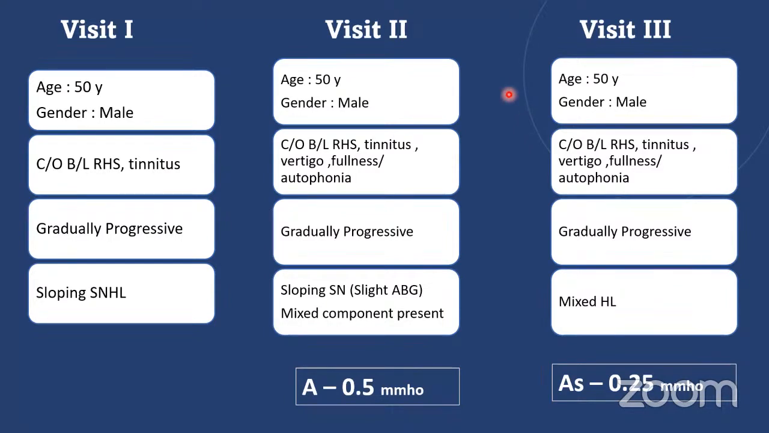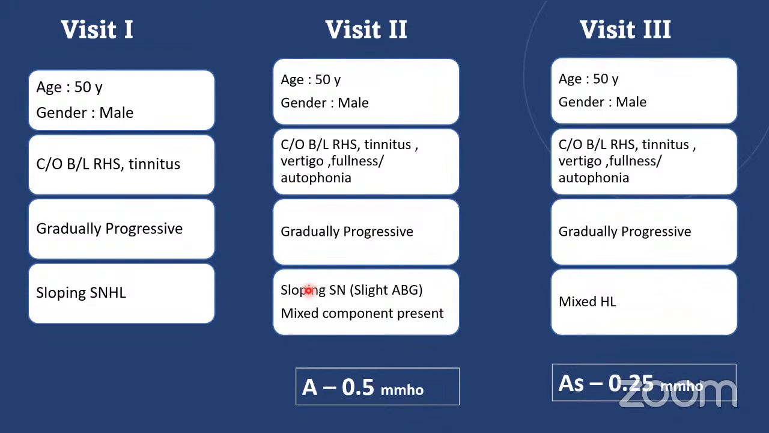So this is again a semi-hypothetical case where a 50-year-old male first reported with a complaint of reduced hearing sensitivity and tinnitus, which was gradually progressive. Audiometry was done and a sloping SNHL was found. This is again a typical case of presbycusis. Imitance was not recommended in this case. After a few months, the case again reported back to us with a similar complaint of reduced hearing sensitivity, tinnitus, vertigo, and also otophonia. Because of these complaints, along with audiometry, imitance was also recommended.